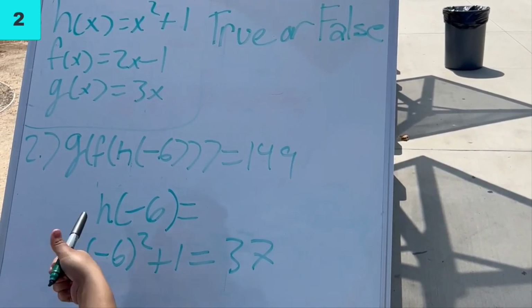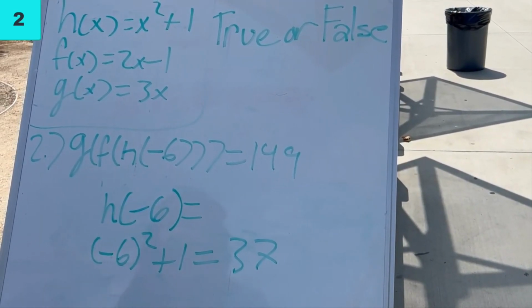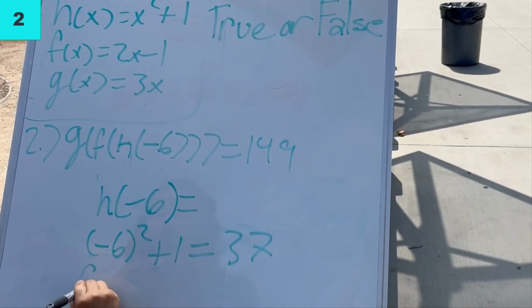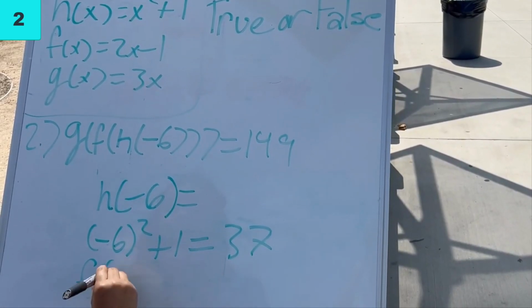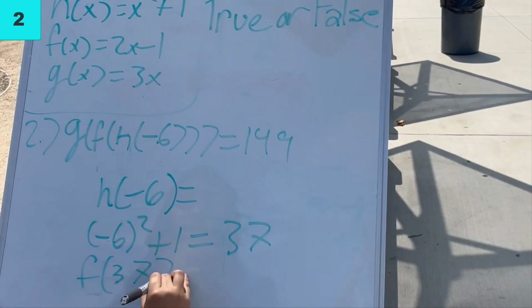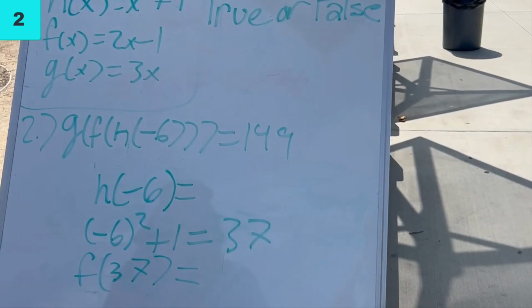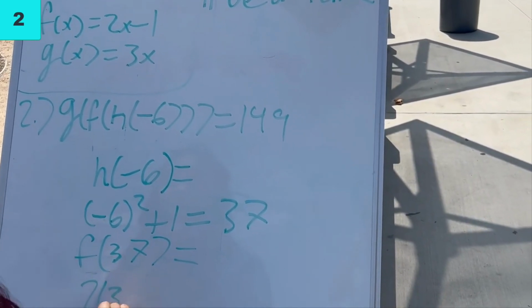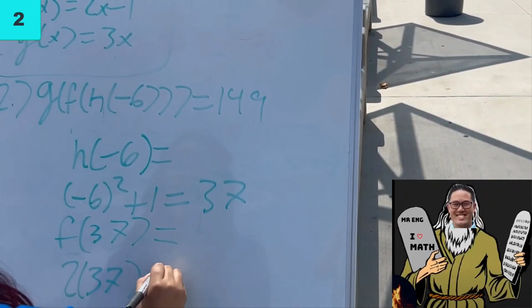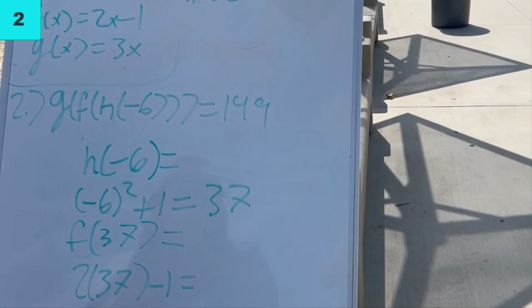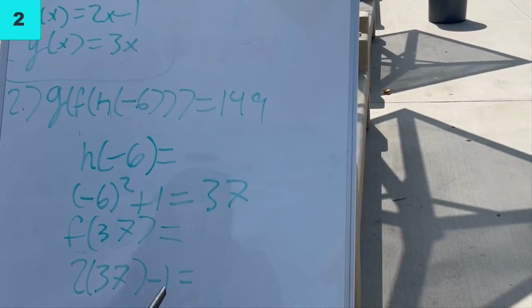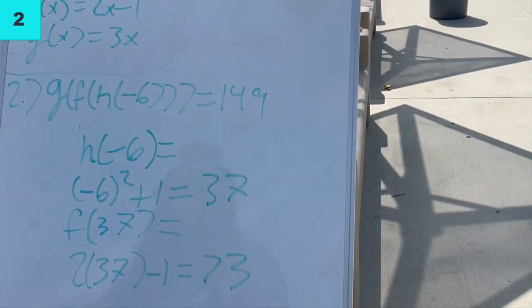Now we are going to do f of negative 6. So we're going to take f and sub in this number that we just got, 37. So we're going to do 2 times 37 minus 1. 2 times 37 equals 74, minus 1 equals 73.